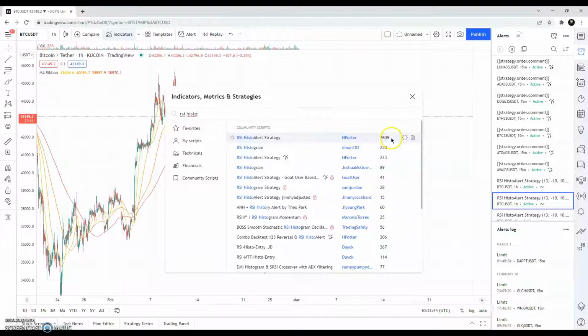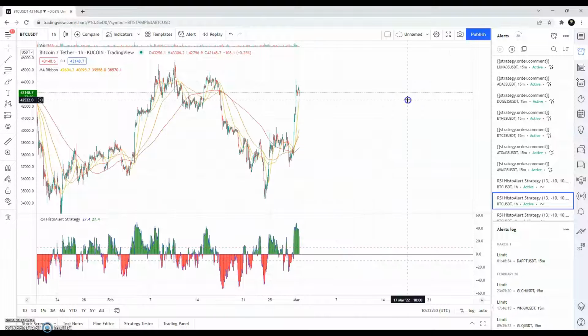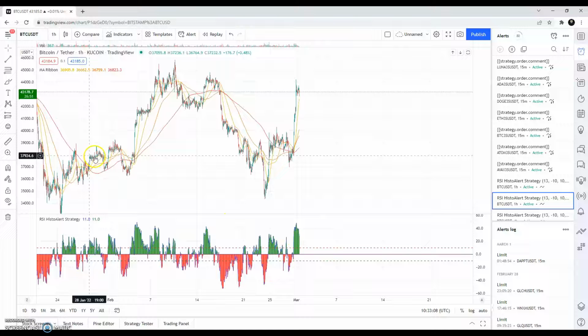Potter. As you see, he's got lots of uses for his indicator. It's a pretty good indicator. It's a custom indicator. So now we got our indicators set up. For the RSI histo, we're not going to be changing the settings. We're going to be looking at these levels where the dotted lines are for the buys and for the shorts. I'll explain that here in a second.